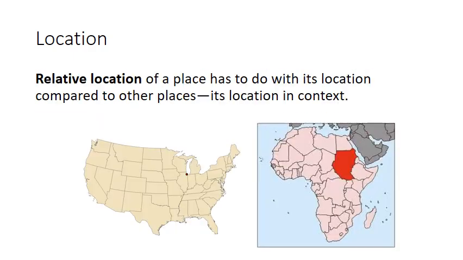Relative location has to do with some location compared to other places. Virginia Beach, for example, is 3 hours south of Washington, D.C. It's not the only place that could be considered 3 hours south, but again, its location is relative to Washington, D.C.